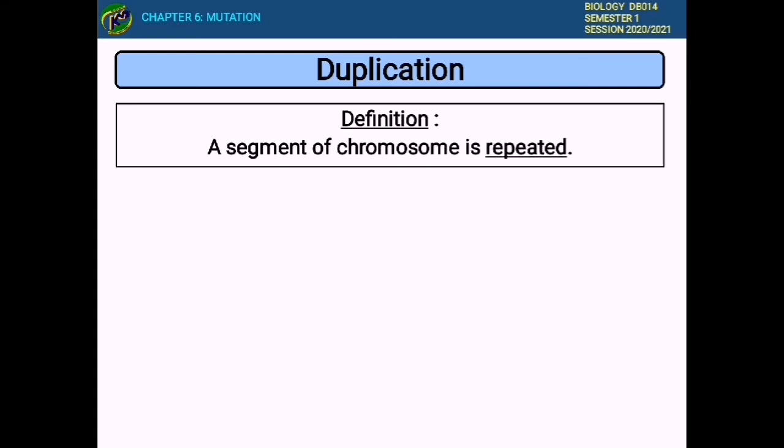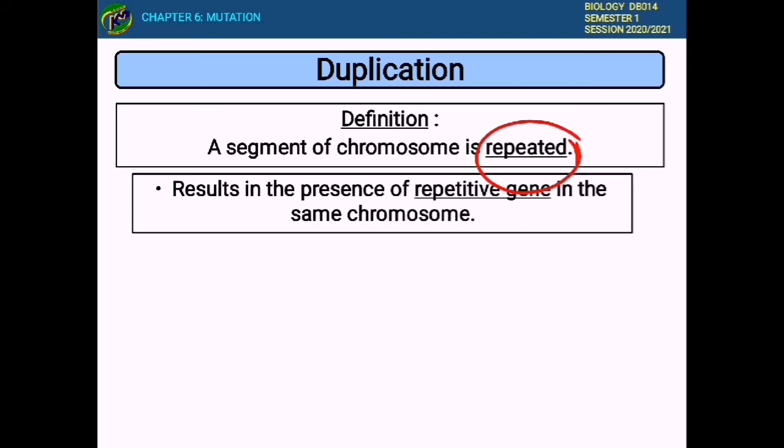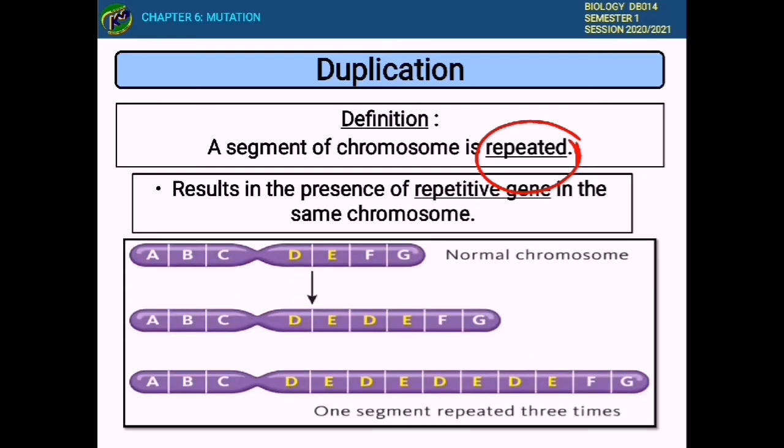Okay, next, duplication. The definition of duplication is a segment of chromosome repeated. So the word here is repeated. It results in the presence of repetitive genes in the same chromosome. Here we have a normal chromosome. The portion DE is repeated one time. Here the portion DE is repeated three times. So the chromosome becomes longer.